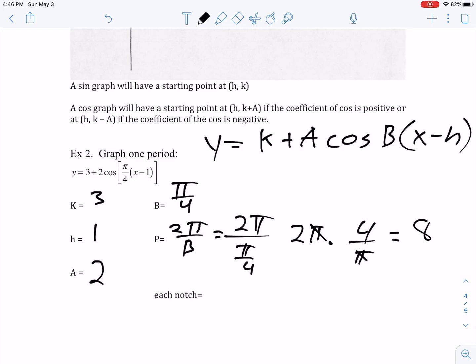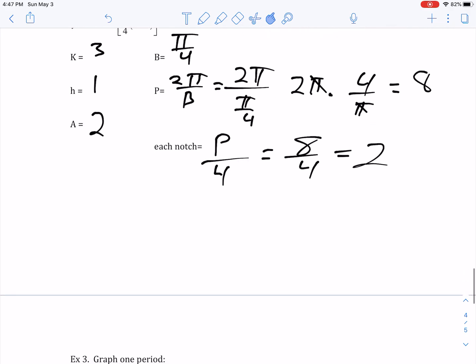Now, each notch is the period, which is 8 here, divided by 4. So it's 8 divided by 4, so that is 2. So that's going to be each notch I write out on the x after h is going to be adding 2. All right, here we go. Gonna graph it. They all kind of look the same. Okay, I might need to make this a little bit taller here. We'll see. Okay, all right, here we go.